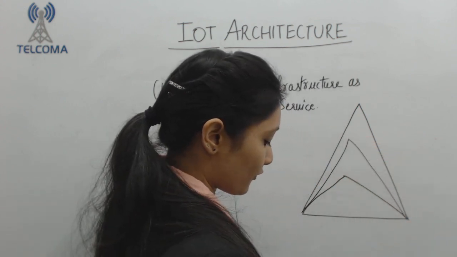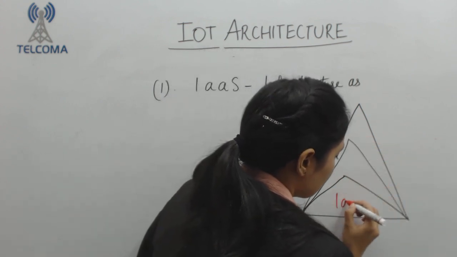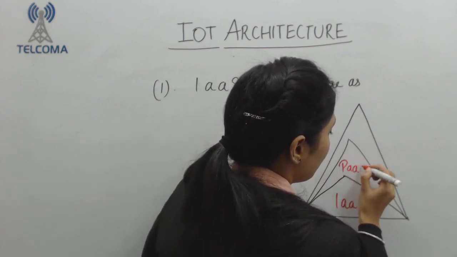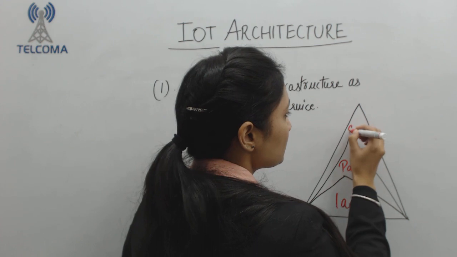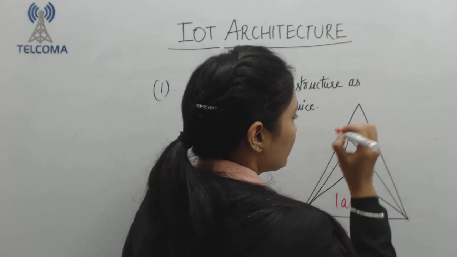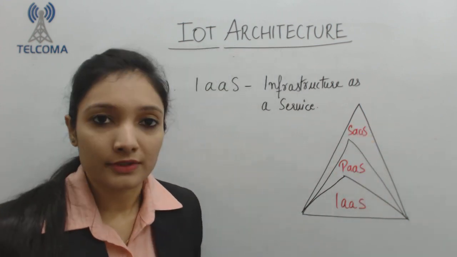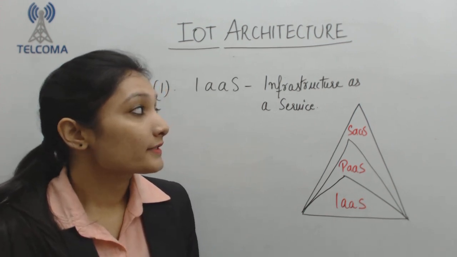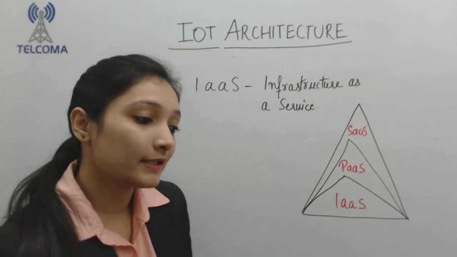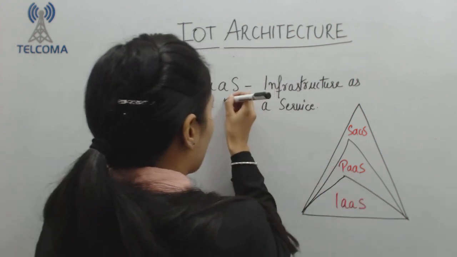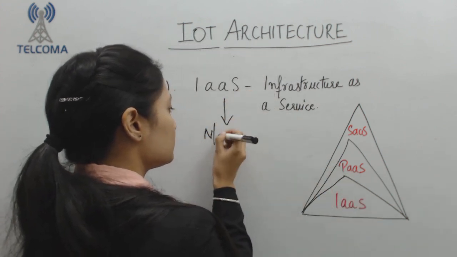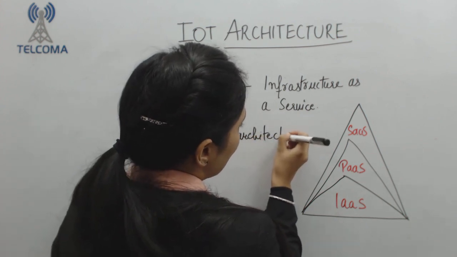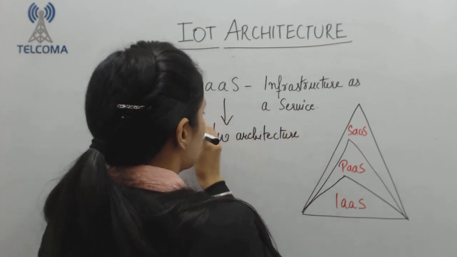You start here from the initial infrastructure, then your platform, and then your service. So basically, the first one is cloud as infrastructure as a service. So this is basically your network architecture. We can say that network deployment.